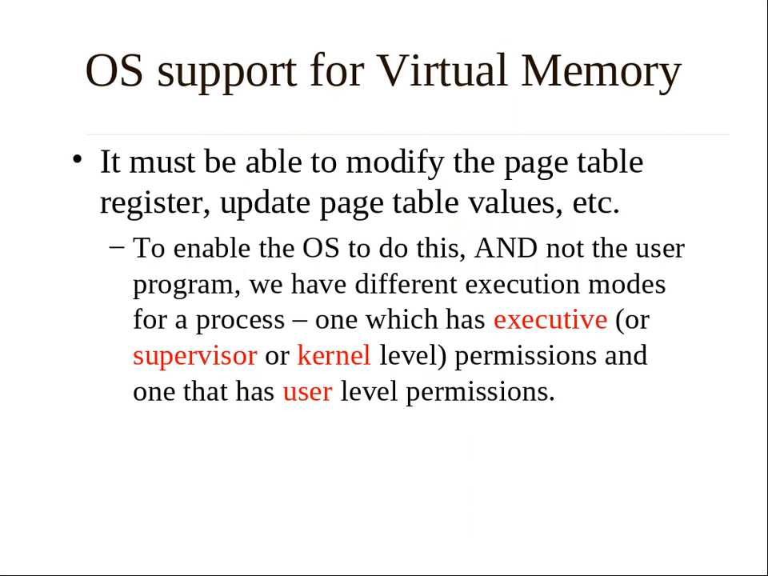OS support. Keep in mind that in order to edit the page table and update the values, this can only be done by the executive, the super user, or kernel level of permissions. So inside of the processor, it does have two modes. One is called super user or kernel mode, and the other is called user mode. Kernel mode is allowed to do everything. User mode is basically not allowed to do anything except inside of its process. And if it wants to interact with some physical device, it has to interrupt and talk to the kernel.